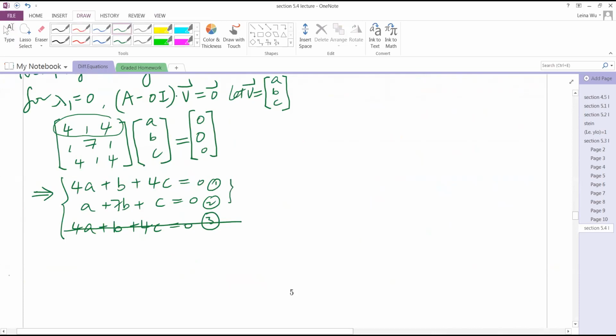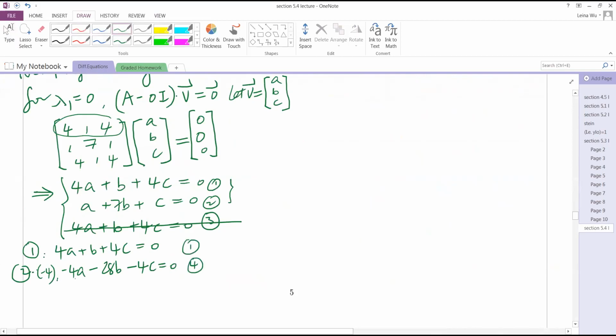I can do equation 2, equation 1 to remain as it is, 4A plus B plus 4C equals 0. Equation 2, let's multiply by -4, right? So you can get -4A minus the -4, so 28B minus 4C equals 0. So you just skip B. Okay, so this will be equation 4.